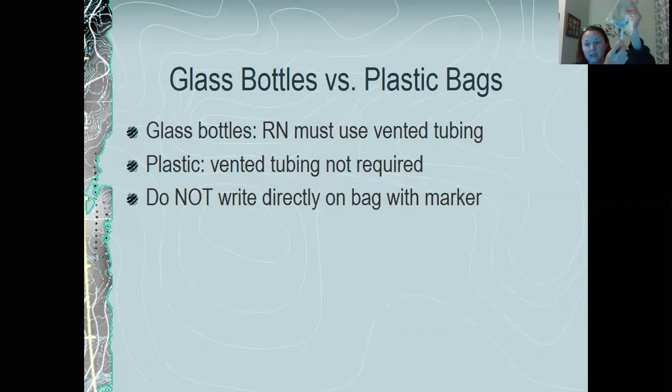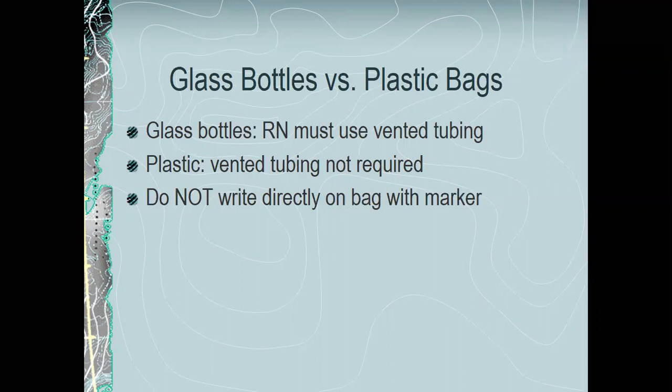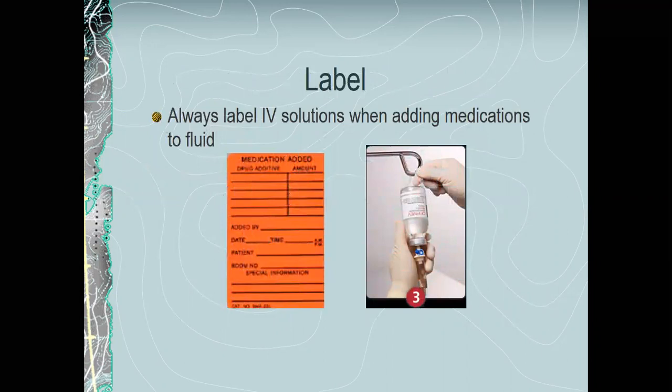So what you'll see down here on this drip chamber, on vented tubing, is a little door that you open up. If you're using glass bottles, you have to use vented tubing, and it has a little door right here that you open up. For plastic, it's not required. If you need to write on your bag, don't write with a marker; put it on a sticker and stick it on there. Always label everything. Label, label, label.